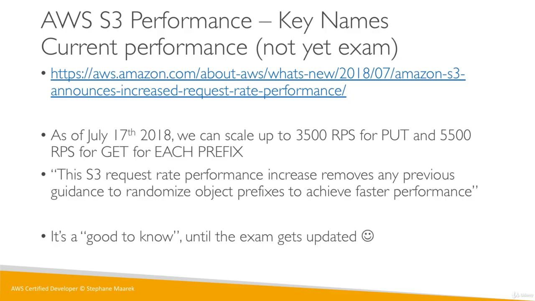It's something that you should know, and it's a bit tricky because the exam hasn't been updated to take this into account yet. When it does, I'll let you know. But basically that means that if you get a performance question, just know that you need to randomize the prefix for now. Maybe someday it will go away, okay?